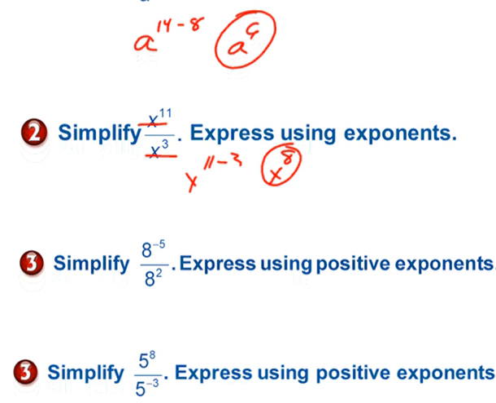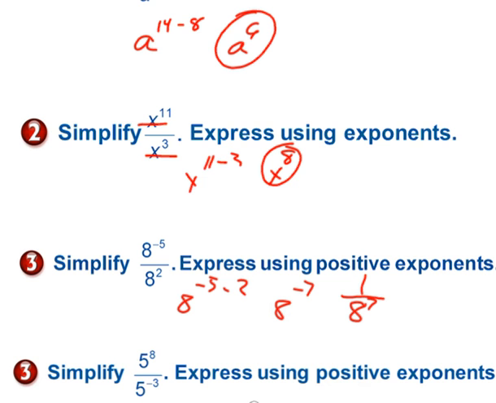8 to the negative 5 minus 2 would become 8 to the negative 7. The negative part, of course, indicates the wrong part of the fraction, so it would be 1 over 8 to the 7th. 1 over 8 to the 7th.